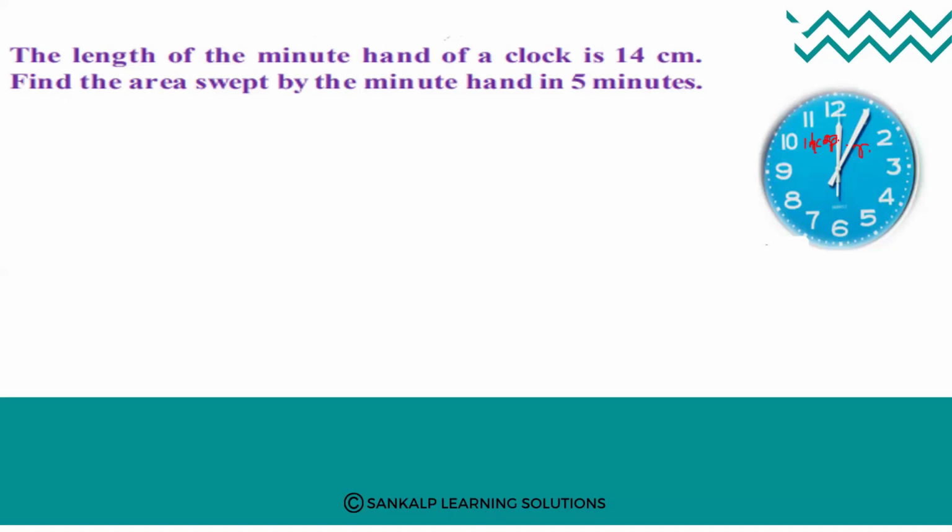First write down what they have given in the question. Solution. The minute hand is the radius of the circle here. The minute hand of the clock is 14 centimeter. That means the minute hand is the radius of the circle.